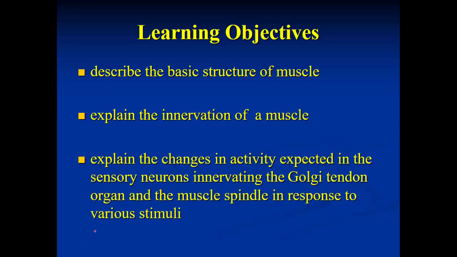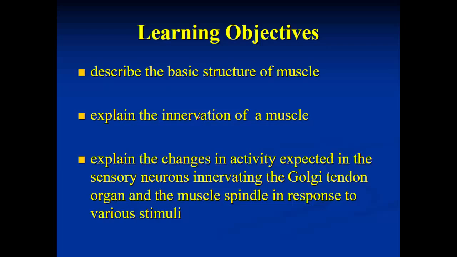So, after this video, I hope you could describe the basic structure of a muscle, just what I went over. You don't need to go into much more detail. With the innervation, we have afferent, sensory afferent neurons. I've got one going from the Golgi tendon organ to the spinal cord, one going from the muscle spindle to the spinal cord.